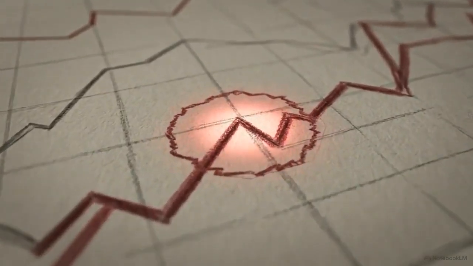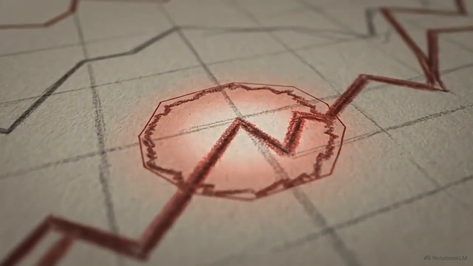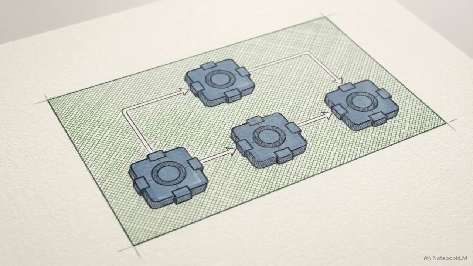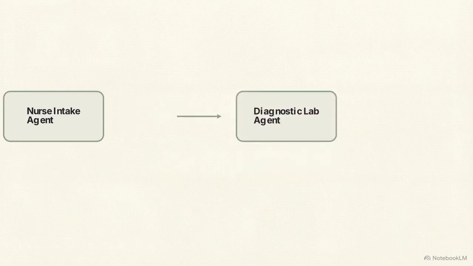AI text generation lacks practical utility without the immediate context of a patient's dynamic physical state. The core generation logic and the 4 distinct agents reside in the green services directory. Raw patient data enters the nurse intake agent, which extracts structured key symptoms. These pass to the second node, the Diagnostic Lab agent.